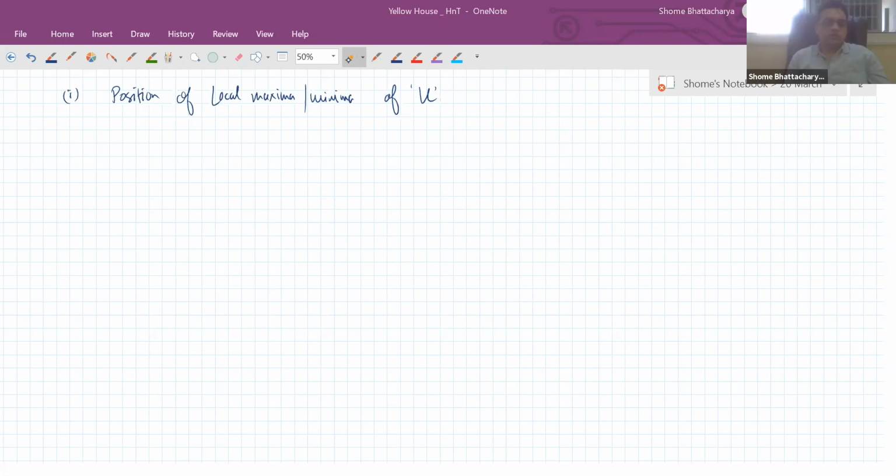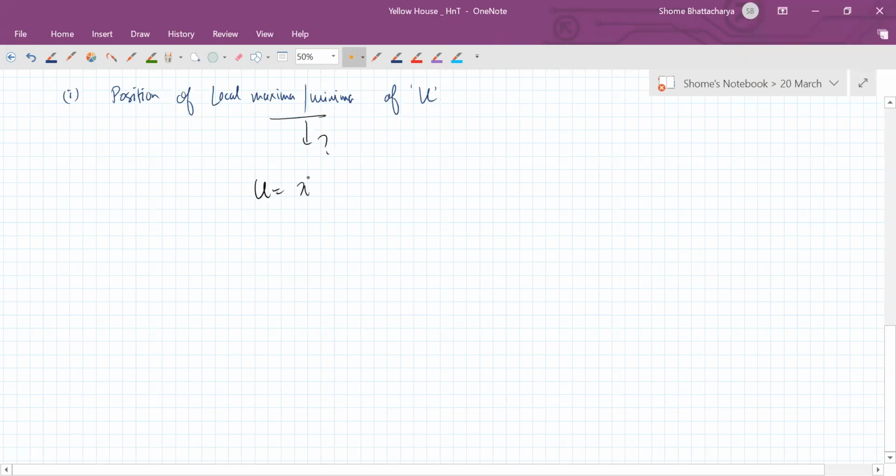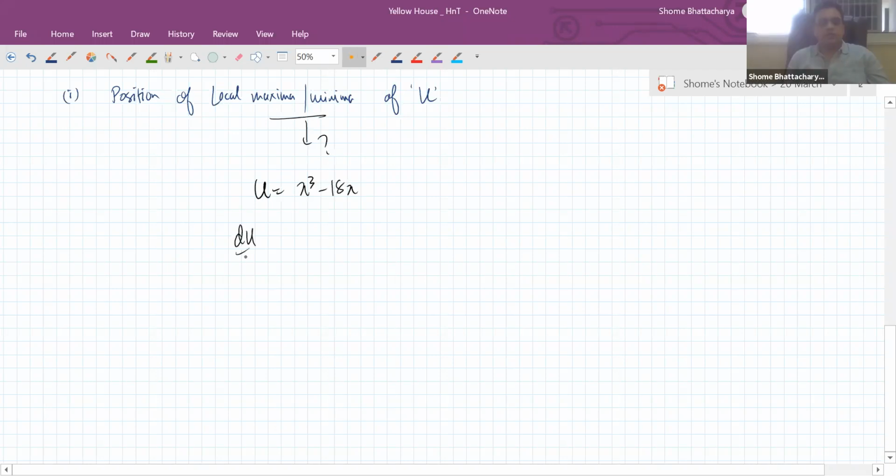Okay, in case you have not worked this out, just pay attention here. How will you find maxima and minima? Given the function, the first step is to find dU by dx. That is 3x square minus 18. Then find the second derivative, which is the derivative of this. That is 6x.